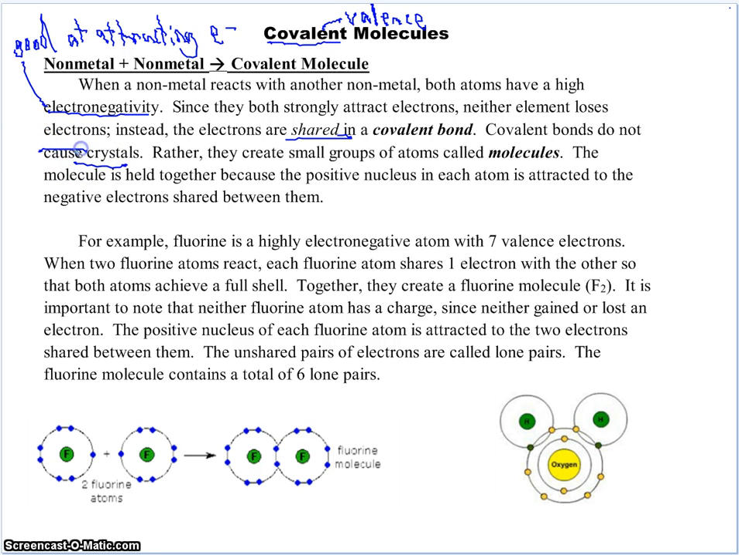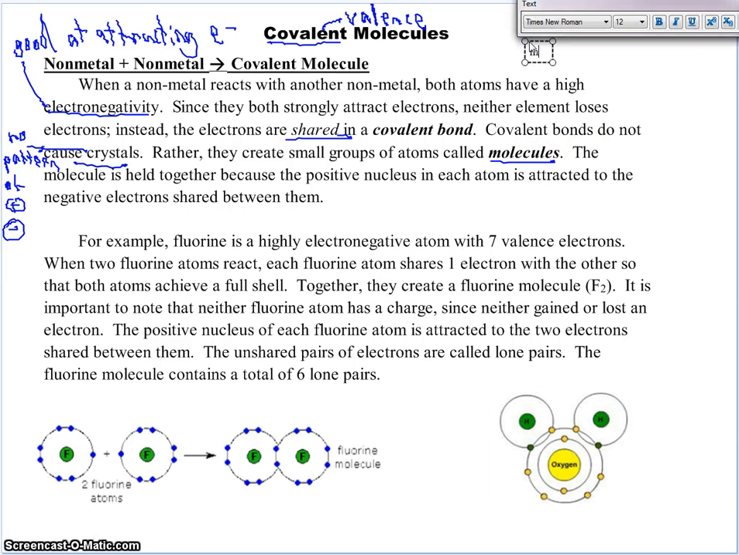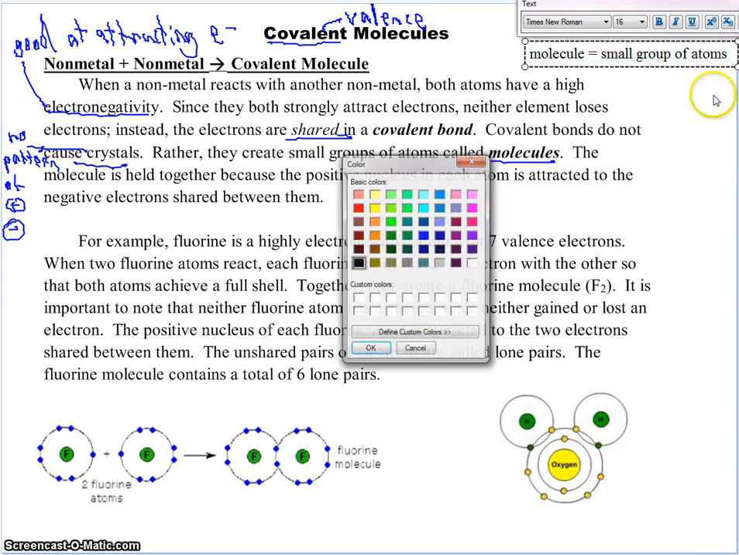So I'm going to say no pattern of positive and negative, right? Because that's what a crystal was, the positive, negative, positive, negative. Rather, they create small groups of atoms called molecules. So a molecule equals small group of atoms. Not a crystal, but a molecule.